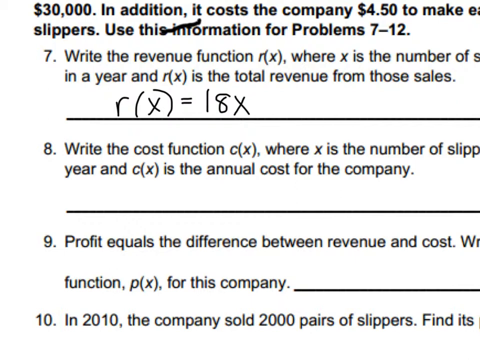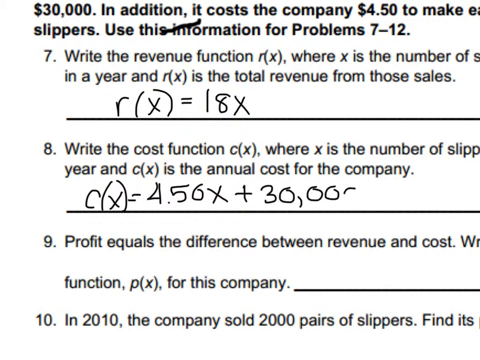Question 8 wants us to write the cost function. And again, X is the number of slippers a year, and C is the annual cost for the company. Well, the cost is that for every pair of slippers, they have to spend $4.50. But that's not the only cost that they have to spend every year. Every year they also have an additional $30,000 in costs. So this is how much it costs them to operate on a yearly basis, depending on X, the number of slippers they're going to sell.